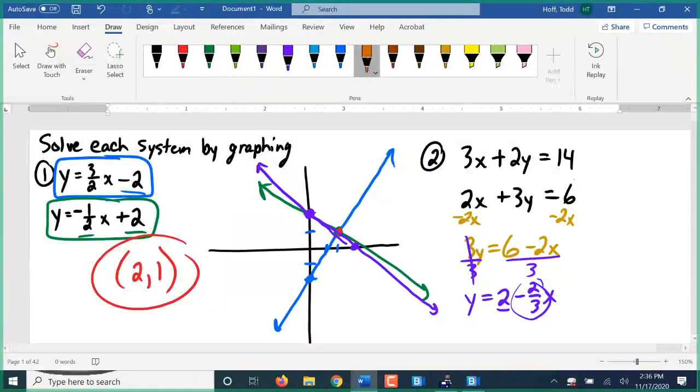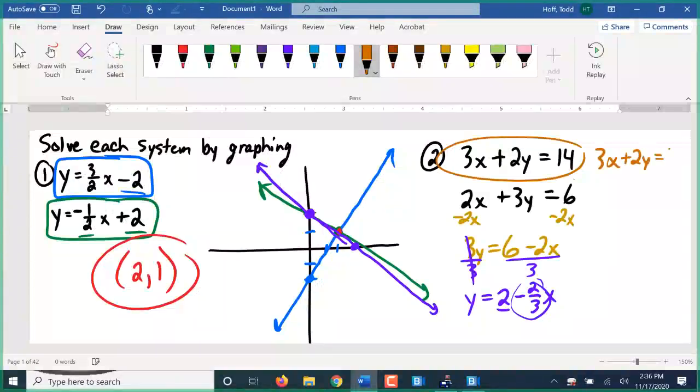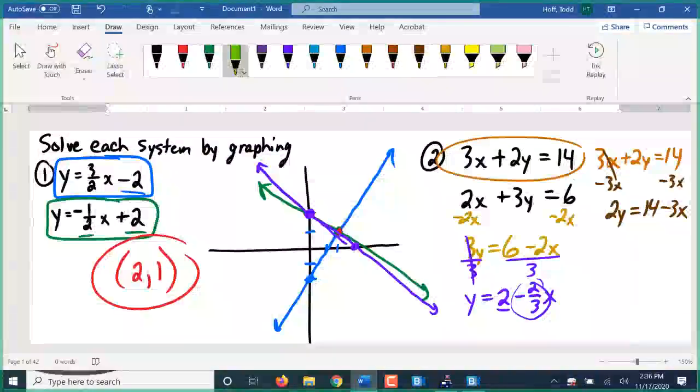For that top one, we'll move it over here. 3x plus 2y equals 14. We need to subtract 3x. So we have 2y equals 14 minus 3x. Then we'll divide by 2. So on the left side, 2y divided by 2, the 2's just cancel out. So y equals 14 divided by 2, which is 7. Negative 3x divided by 2 is just negative 3 over 2 x.